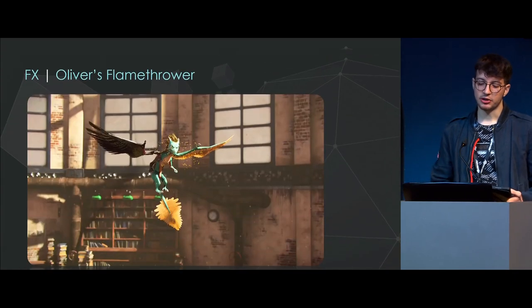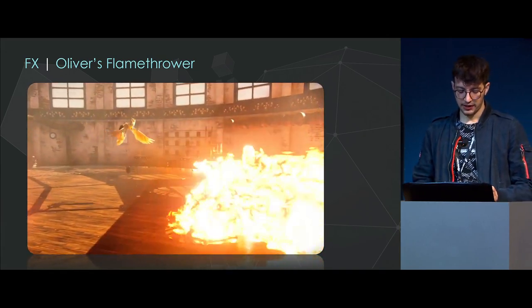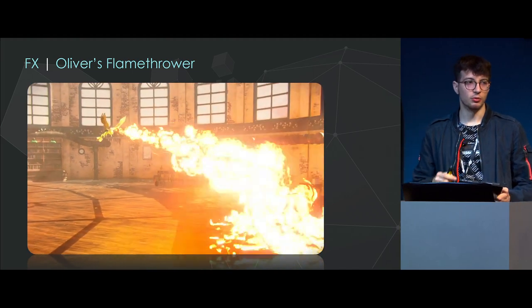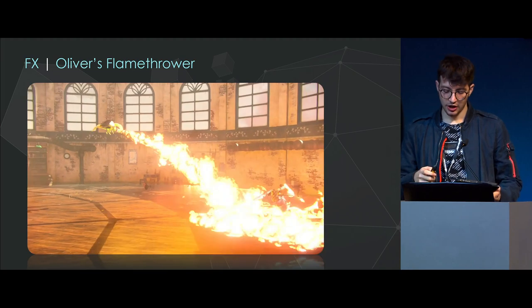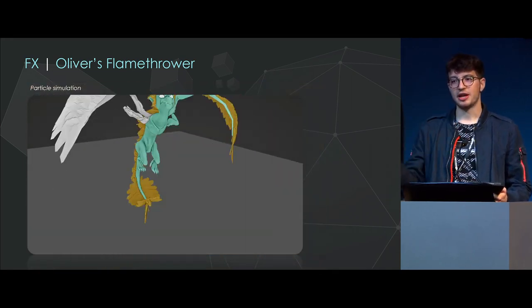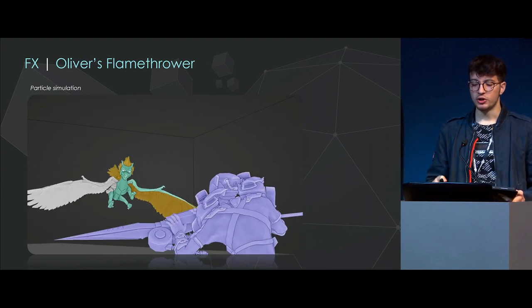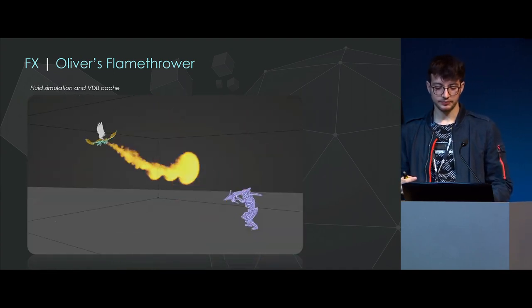Okay, last but not least, let us talk a bit about the effects of the animation. After Oliver, the dragon, dives down from the broken dome window, he spews a jet of fire into Kernel, the bad guy. To do this, after setting all the appropriate animations and collisions, we set up a particle system, which we then used to drive a fluid simulation.